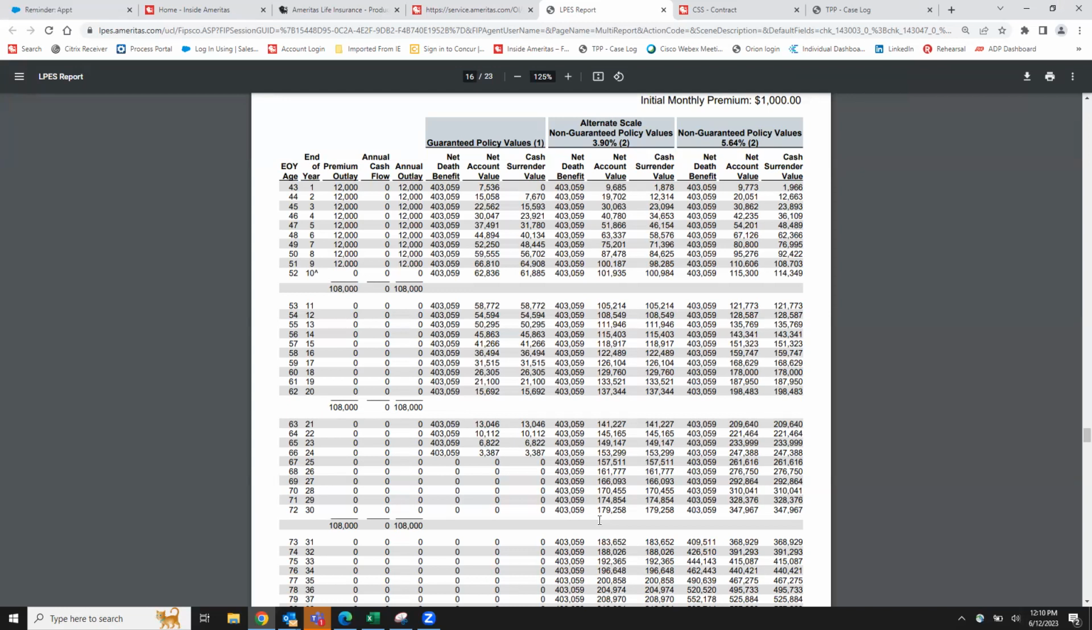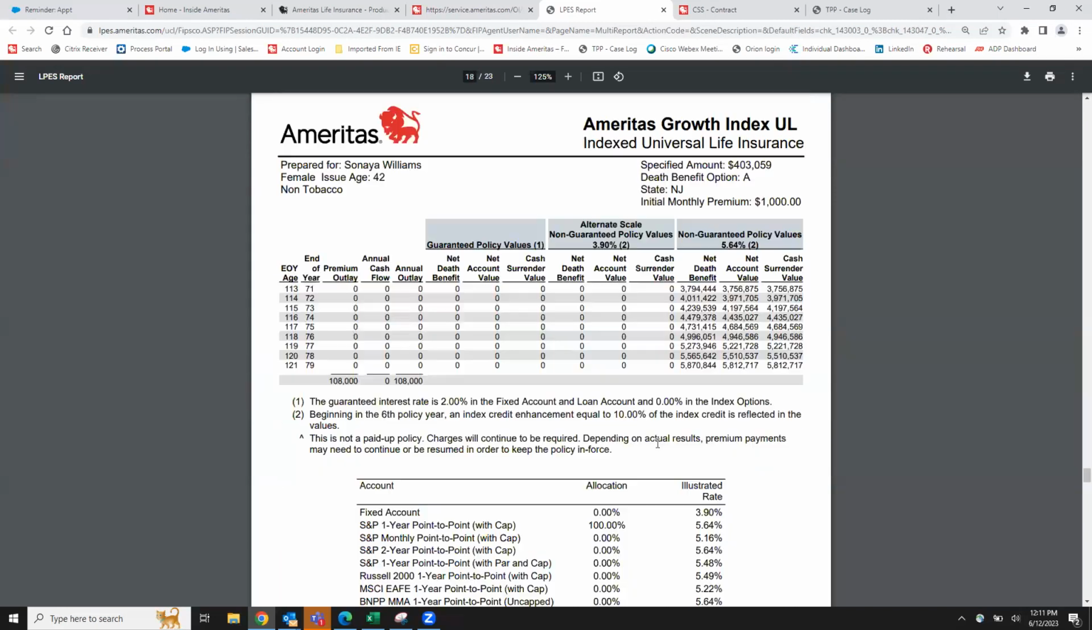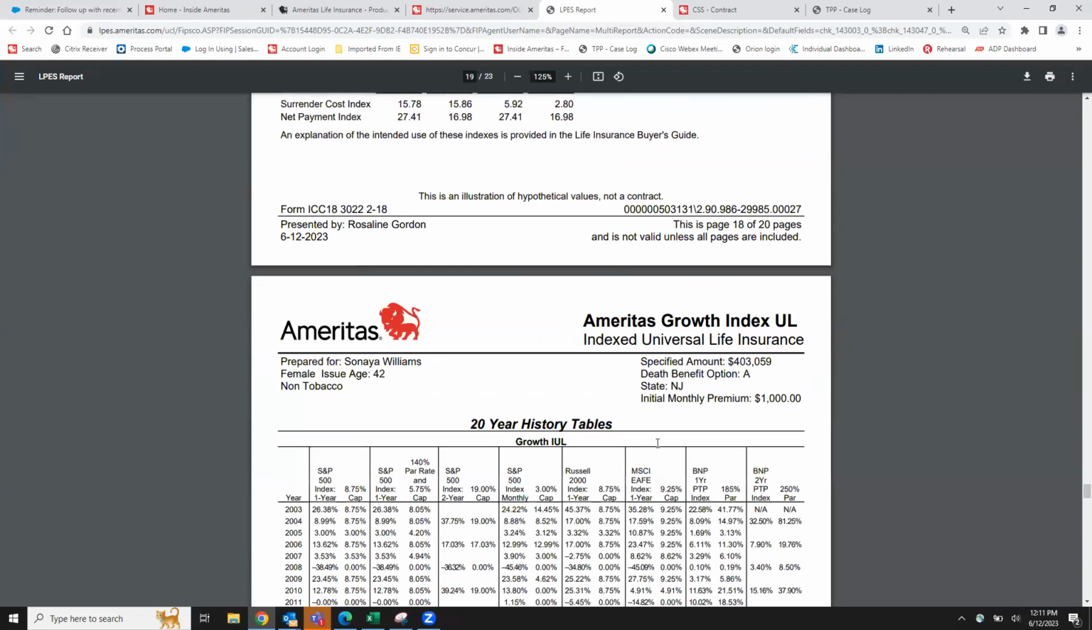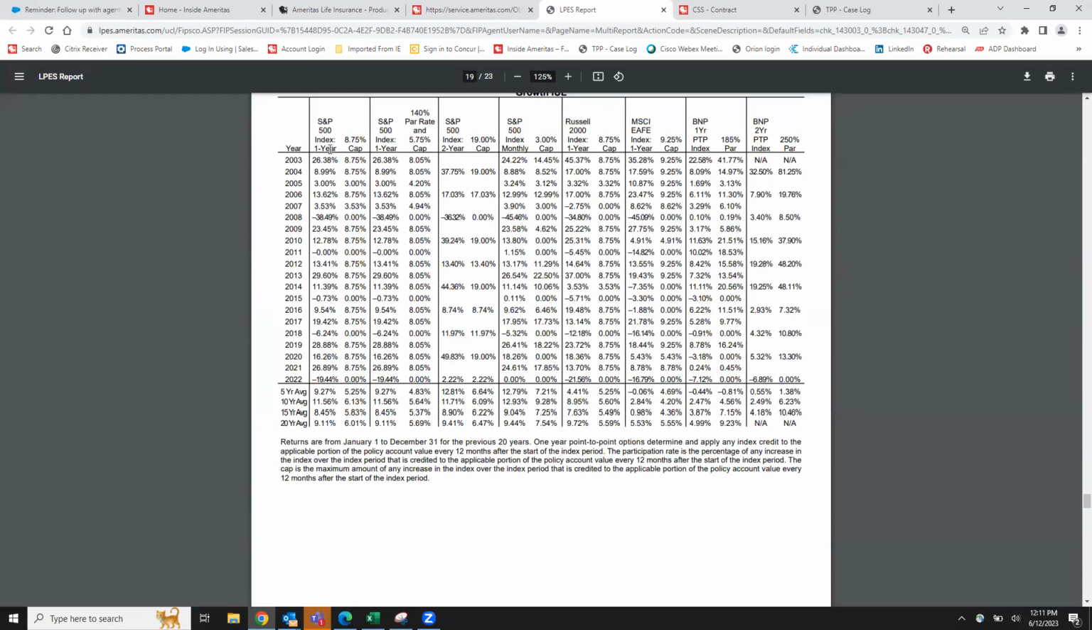I just want to be completely transparent. That's what this illustration is showing you. It's showing you the worst case scenario. It's showing you more of a fixed account type scenario with the 3.9%. And then it's showing you a 5.64, which, again, if you look at historical values, you'll see just the whole S&P 500 1 year. If you applied the 8.75% cap, the 5-year average is 5.25, the 10-year average is 6.13, the 15-year average is 5.83, and the 20-year average is 6.01.